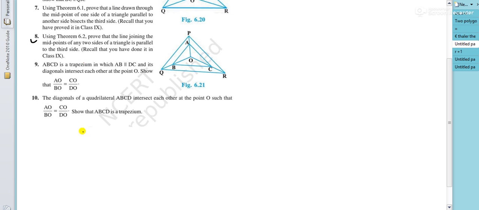So question number 8, what does it say? Using Theorem 6.2, the converse of BPT. Here they want us to use the converse of BPT. Prove that, but in the exam you will not get all this, you will get only till here if they ask.